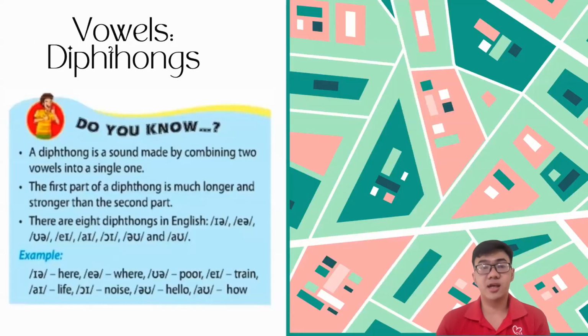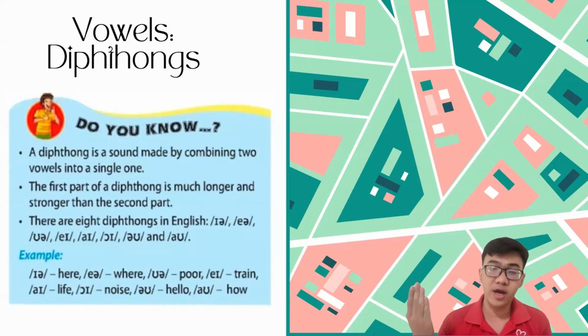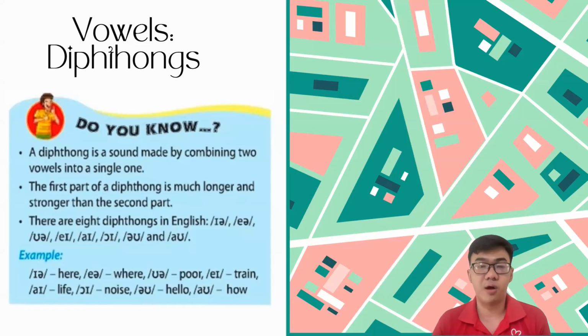Let's move on to the next slide. We have vowels and diphthongs. So do you remember what diphthongs are? A diphthong is a sound made by combining two vowels into a single one. The first part of the diphthong is much longer and stronger than the second part.